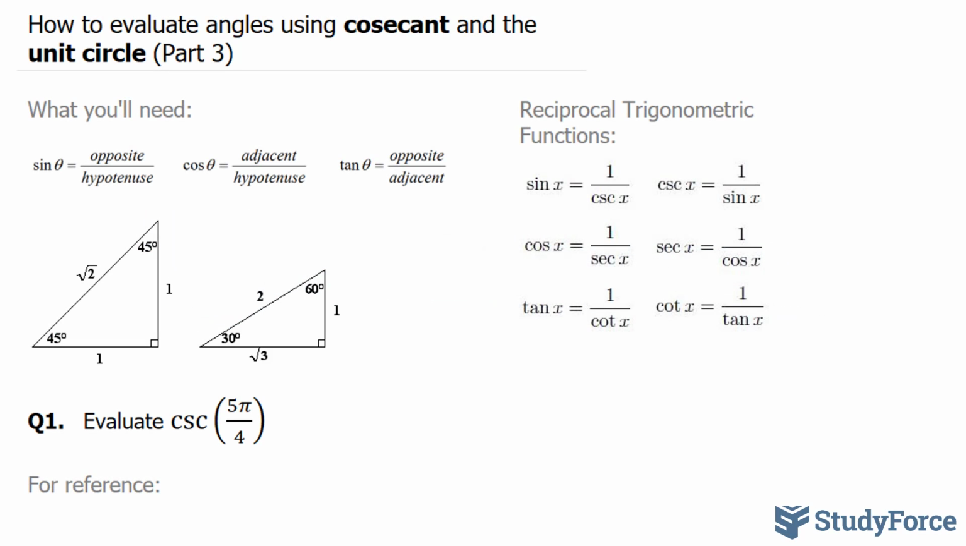In this demonstration, I'll show you how to evaluate angles using cosecant and the unit circle. What you'll need to be successful in this video are the following. You'll need to know sine, cosine, and tangent and their ratios. And you also need to know the special triangles. And of course the radian version. So this right here would be pi over 6. This would be pi over 3, pi over 2, pi over 4, and of course pi over 2.